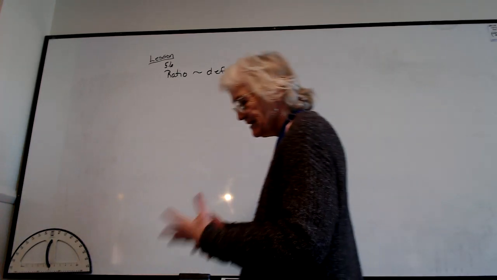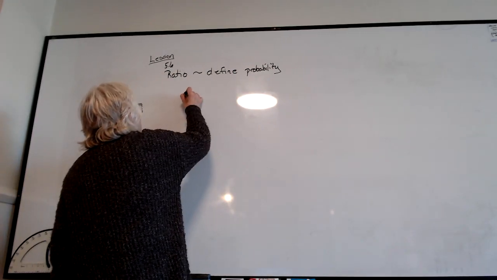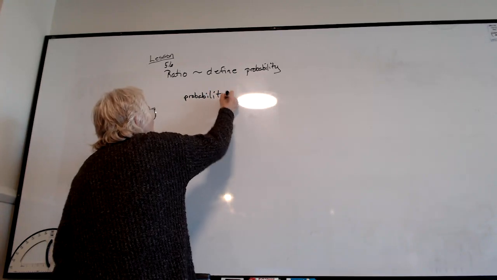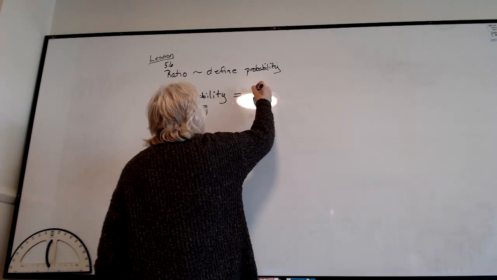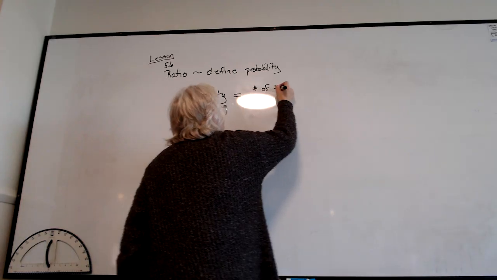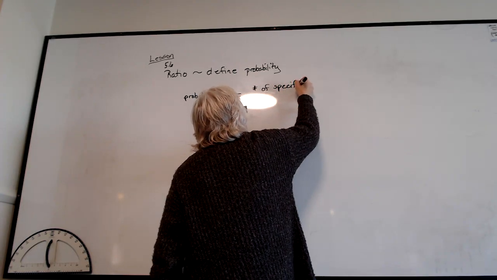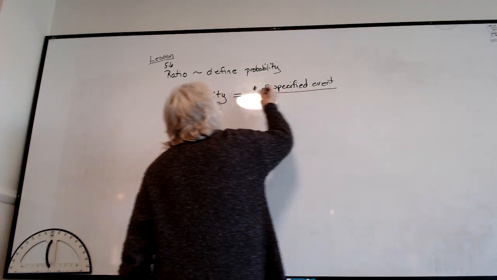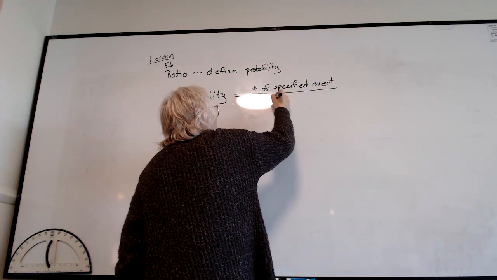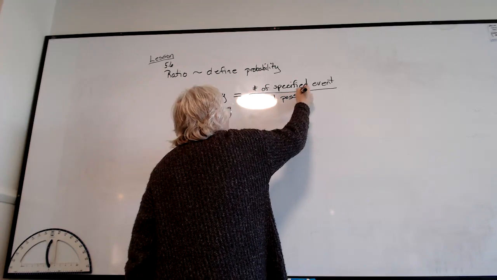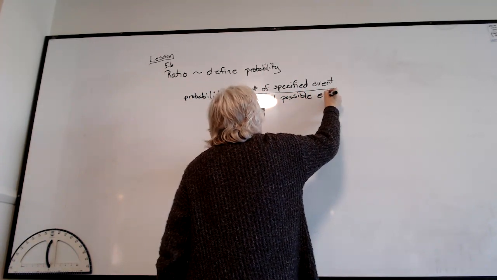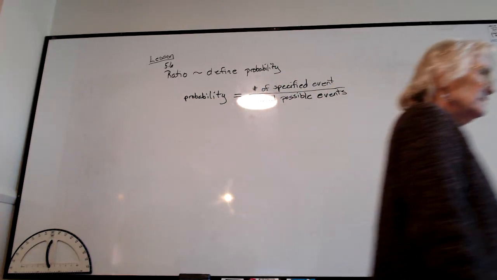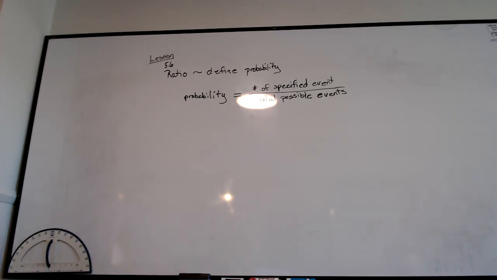Okay, so probability. What is probability defined as? It is a ratio, and it's equal to the number of the specified event over the total possible events. Now, I know that sounds really complicated, but it really isn't, okay?